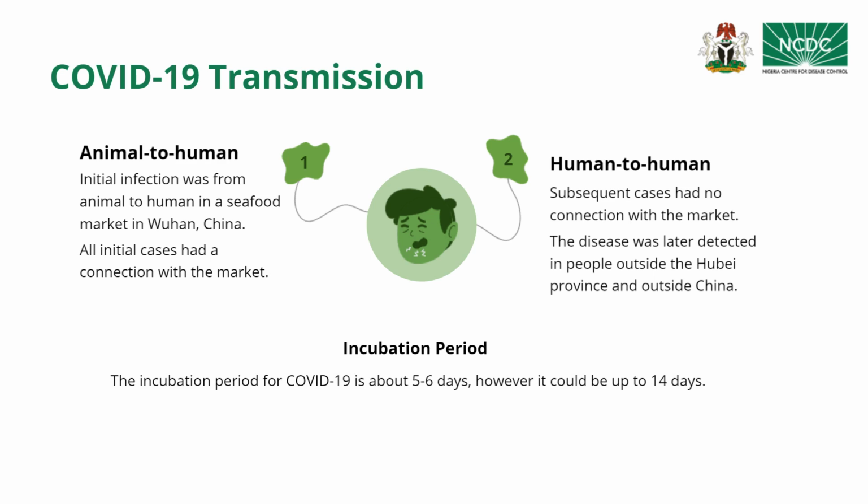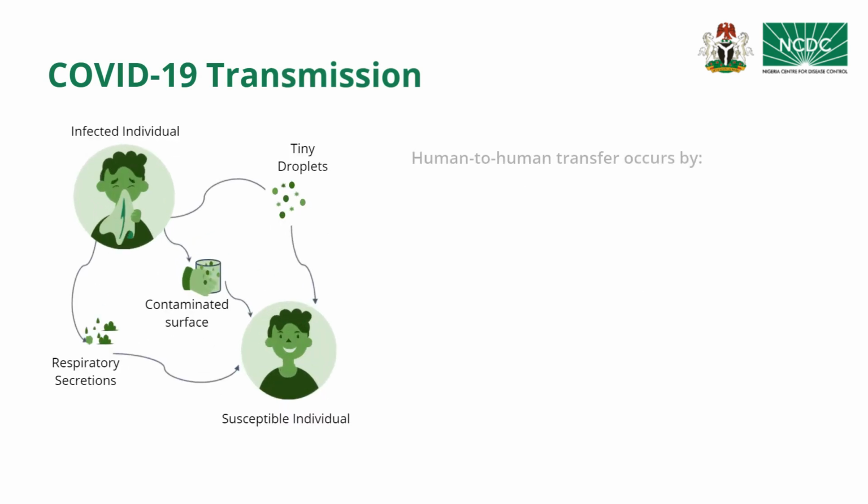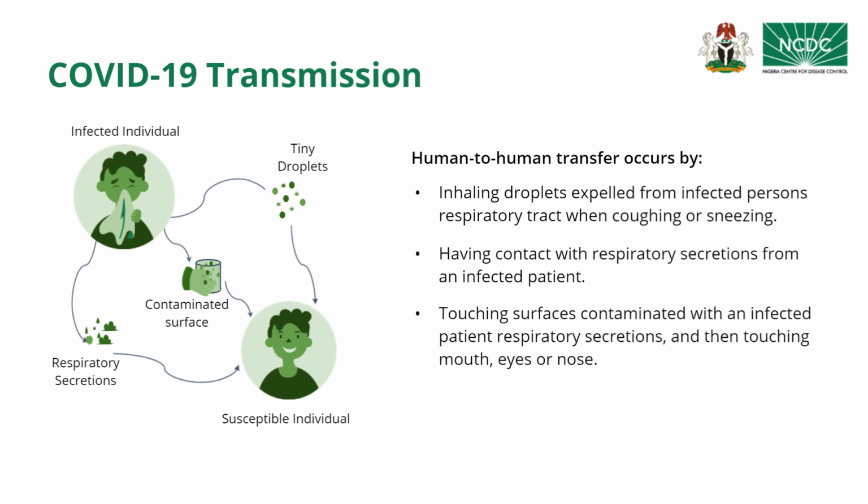However, it could be up to 14 days. Infections can be transmitted through symptomatic and asymptomatic patients. Human-to-human transmission can occur by inhaling droplets expelled from an infected person's respiratory tract when coughing or sneezing, having contact with respiratory secretions from an infected patient, and touching surfaces contaminated with an infected patient's respiratory secretions and then touching your mouth, eyes, or nose.